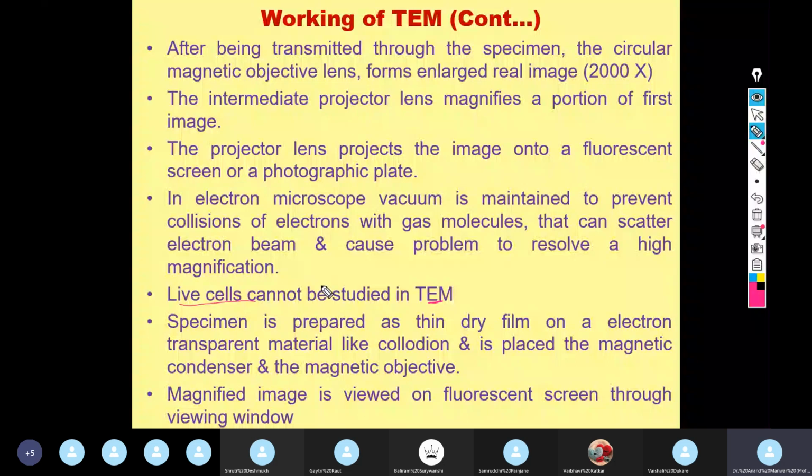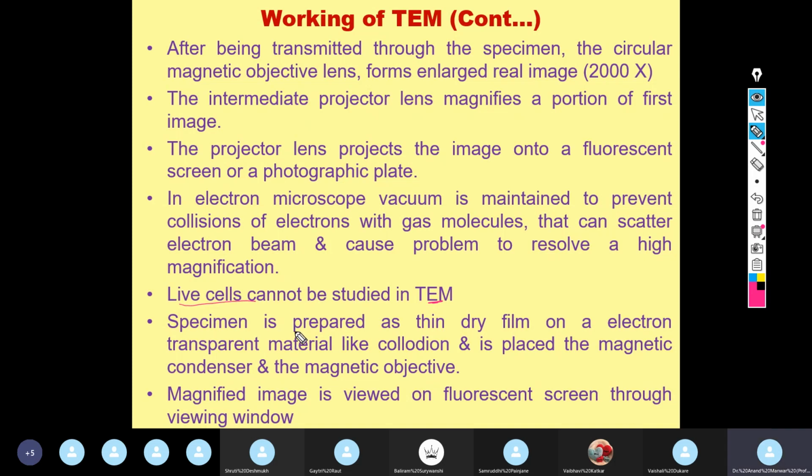The second thing is that you require a thin section of the specimen. And when you make a thin section, the sample doesn't remain live, even if it is a live cell, because there is a harsh treatment which you need to give, right? So that is to be mentioned, because the vacuum maintained in the electron microscope doesn't allow observation of live cells, right?